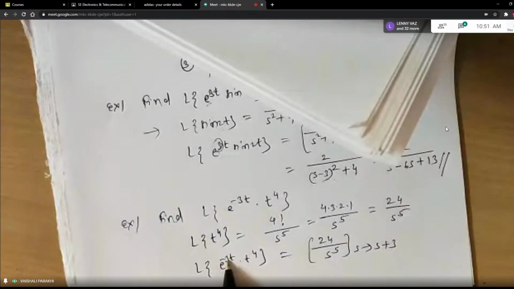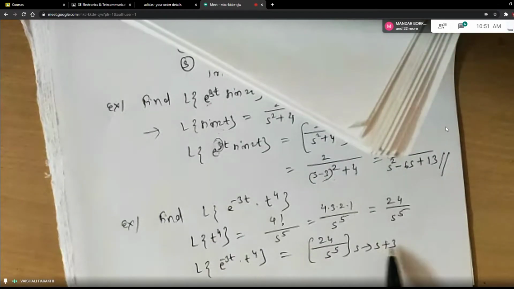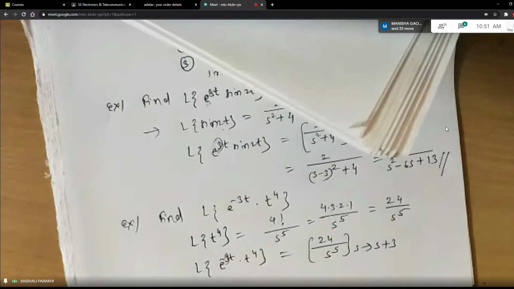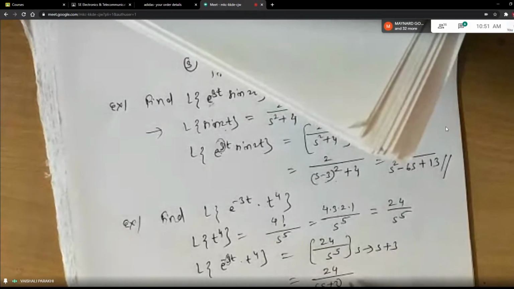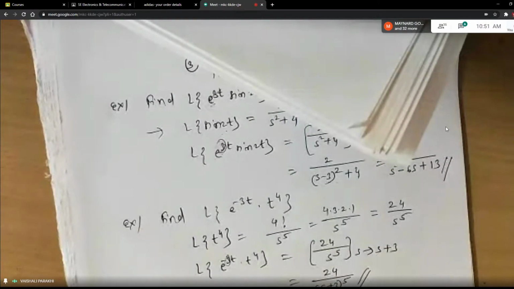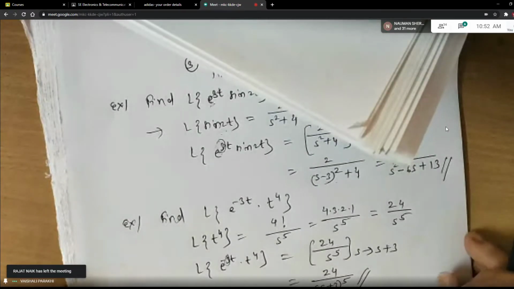Why s plus 3, students? Because here the power is minus, right? So you have to replace s by s plus 3, opposite sign in the middle, and a is nothing but the coefficient of t. And the final answer will look like this: 24 divided by s plus 3 bracket raised to 5. You cannot do anything else further. So this is your answer for this Laplace transform. Okay. Any doubt? If you have, you can ask me. Done?